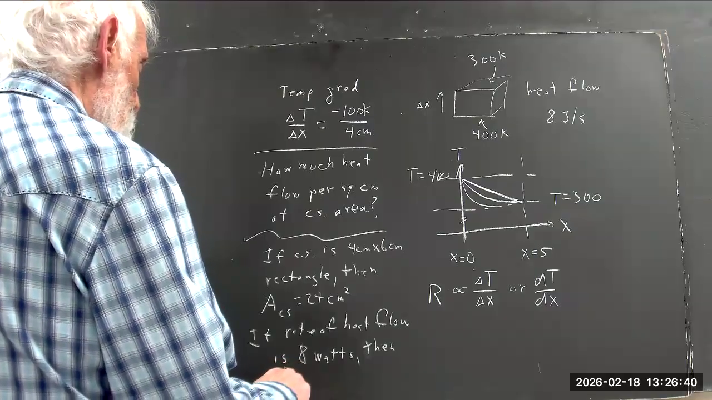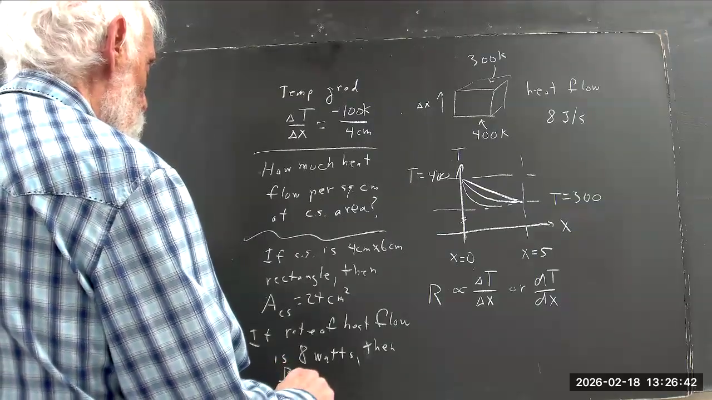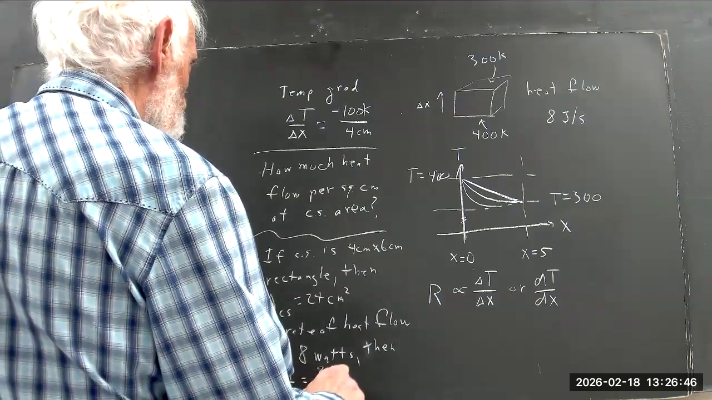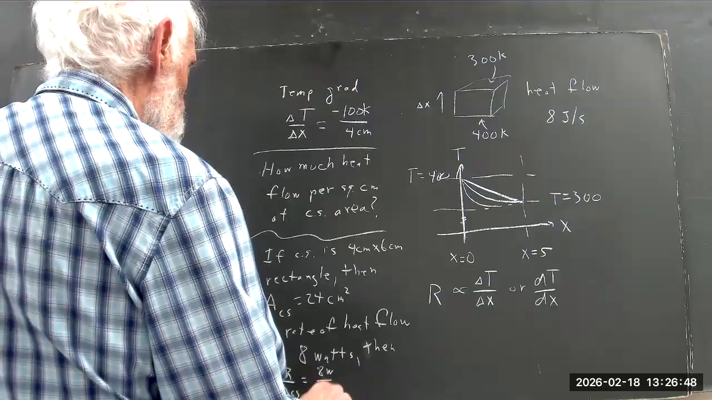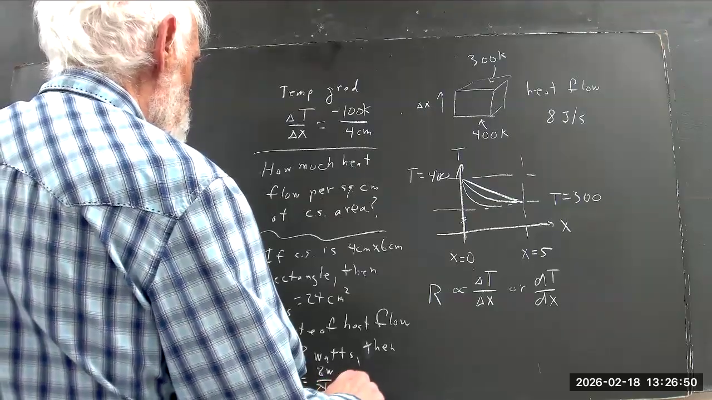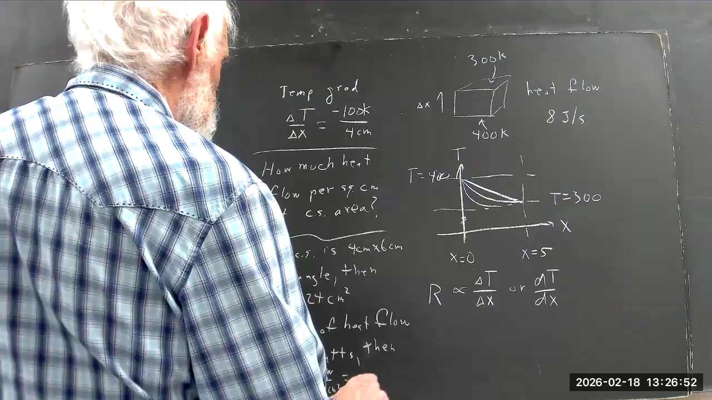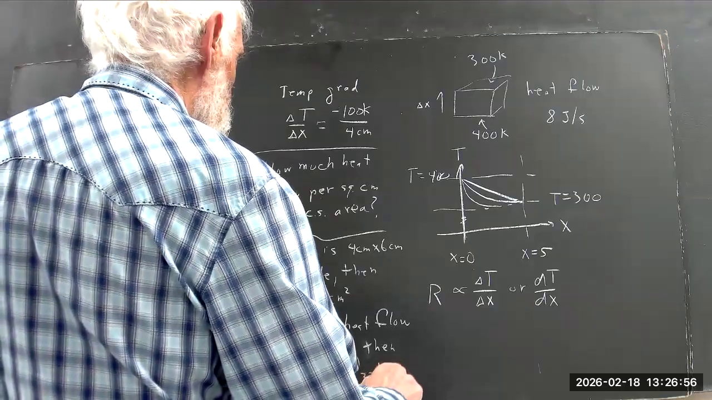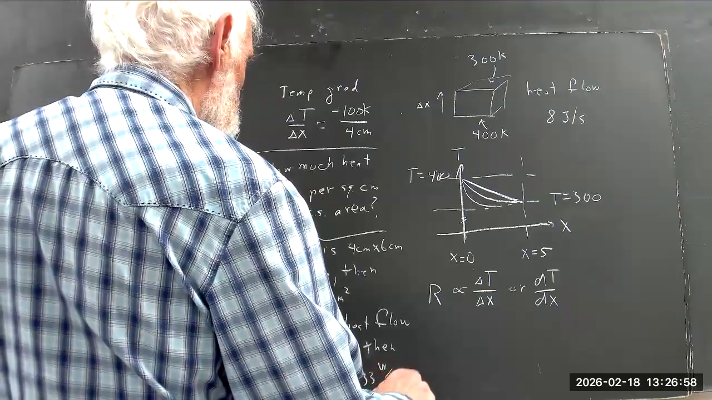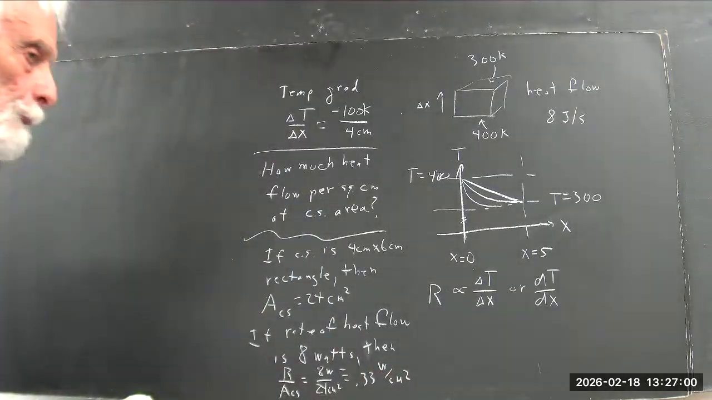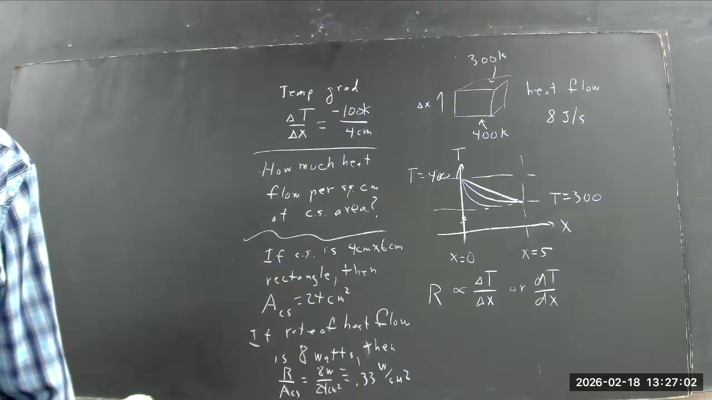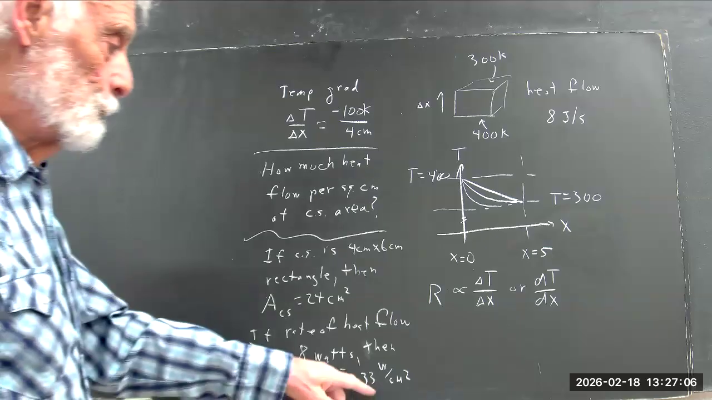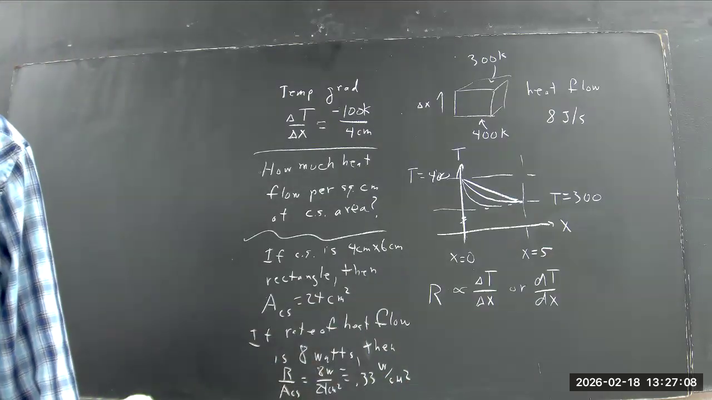and the rate over cross-sectional area is 8 watts over 24 square centimeters, which equals about 0.33 watts per square centimeter. Now, if we hadn't measured it, if you were just estimating 4 by 6, you'd probably just say 0.3.